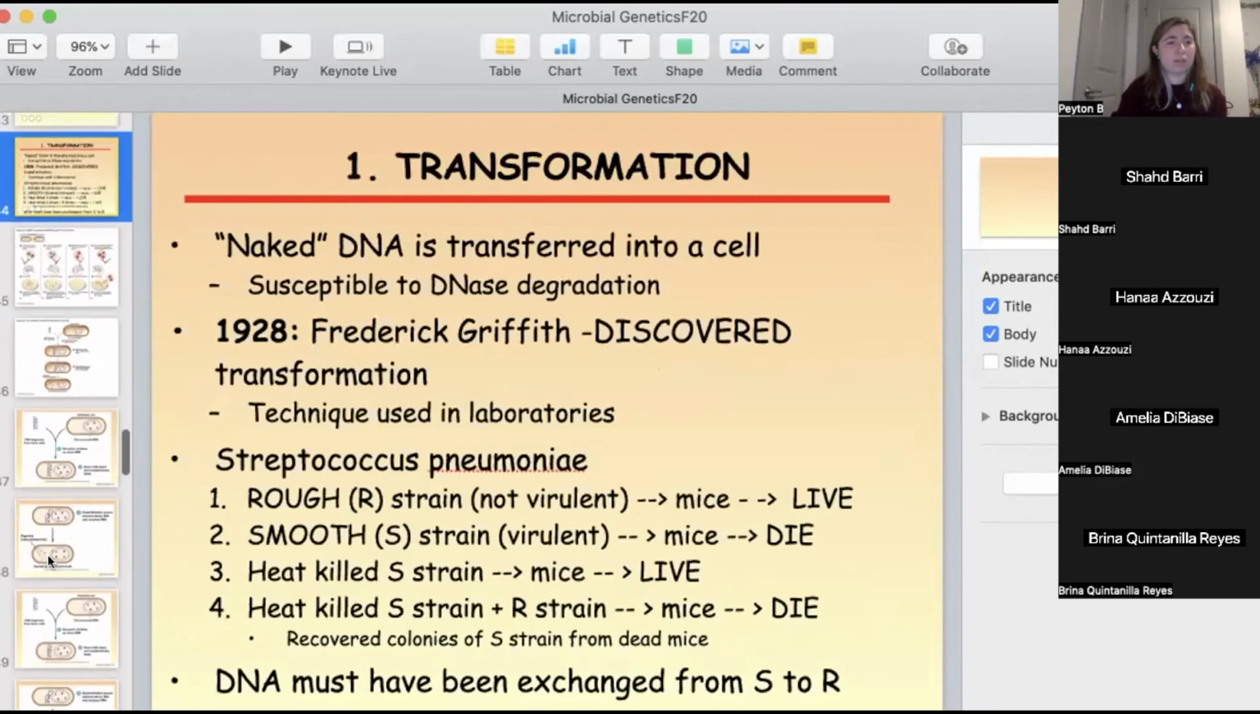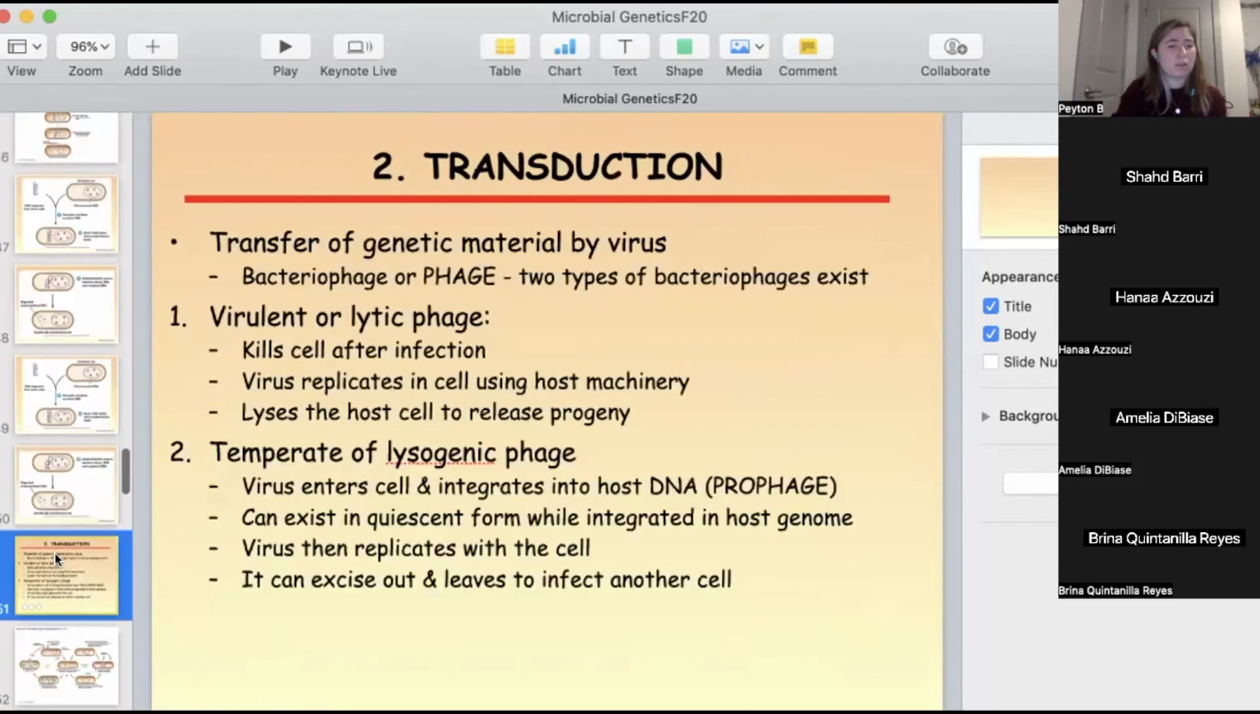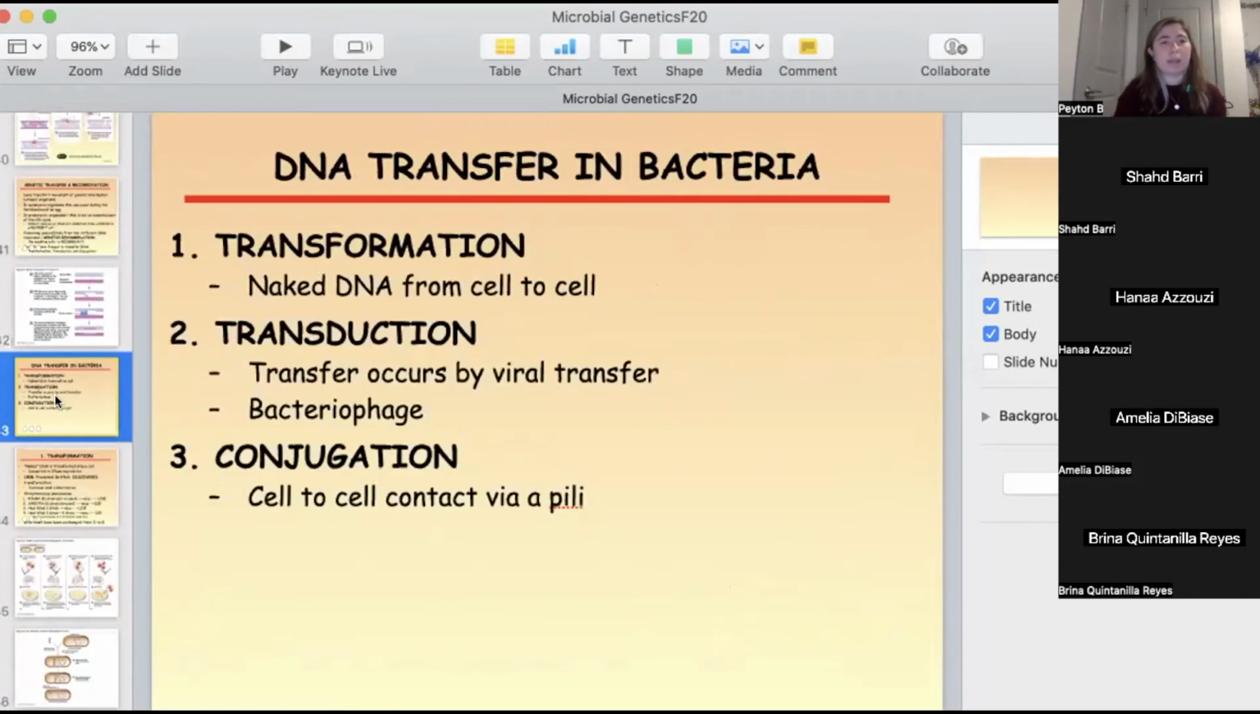Obviously, there's more detail on other slides, and know those details, they're good, but remember again, I do think that the old material would more so be large concepts. So transformation is the transfer of naked DNA from cell to cell. So this is just free floating pieces of DNA, maybe a cell lysed, maybe a cell died. And so its DNA is just kind of free floating, and then another bacteria picks it up. And that is one way for a cell to get new DNA.